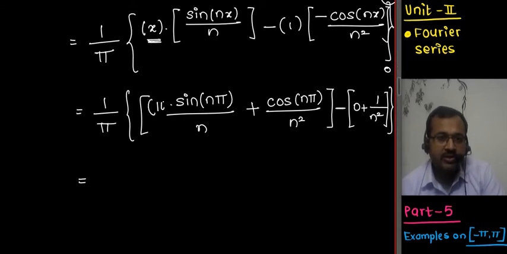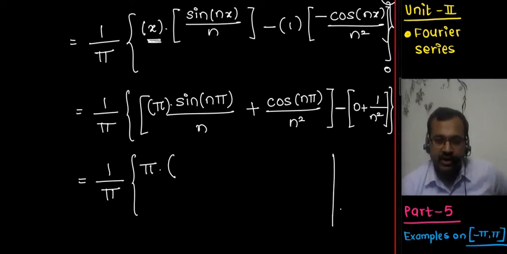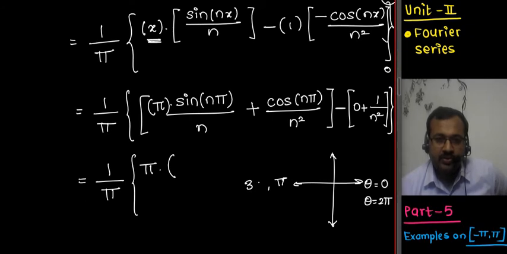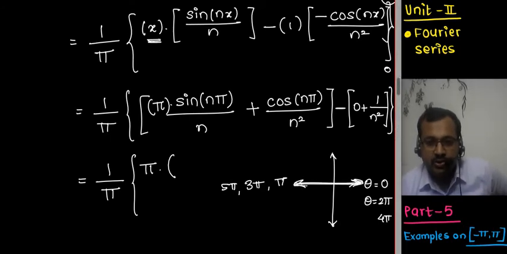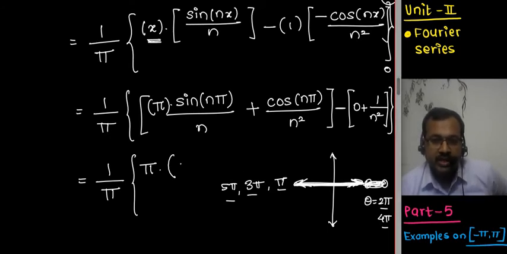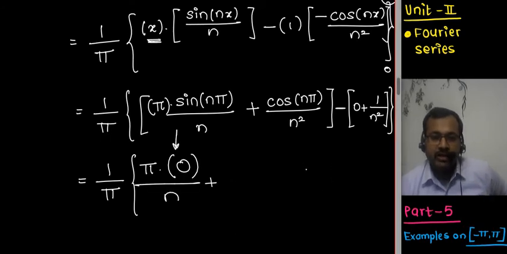So if we simplify, what do we get? Here we need to substitute x is equal to pi. So 1 upon pi into pi times, what is your value for sin n pi? Since n varies from 1, 2, 3, 4, 5 and so on, theta is equal to 0, pi, 2 pi, 3 pi, 4 pi, 5 pi and so on. As n varies from 1 to infinity, the value of sin n pi will lie along the x-axis, and sin 0 is equal to 0 as well as sin pi is equal to 0. Therefore the first value in this function will be equal to 0 plus cos n pi.